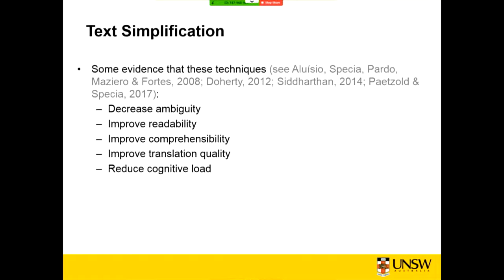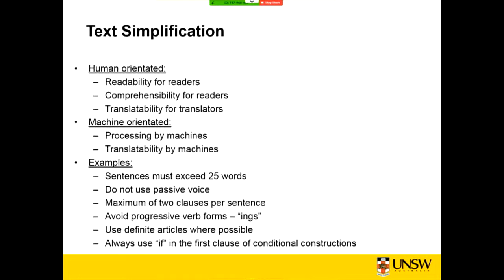But essentially, that's the idea: to make something a little bit more understandable, decreasing the ambiguity, improving the reading ease or the readability, improving the comprehensibility, so the understanding of the conceptual content within a text, improving the translation quality if it's translated by a machine translation system like Google Translate. And more recently, we've seen a lot of work showing that it reduces the cognitive load within students when they're reading particular materials.